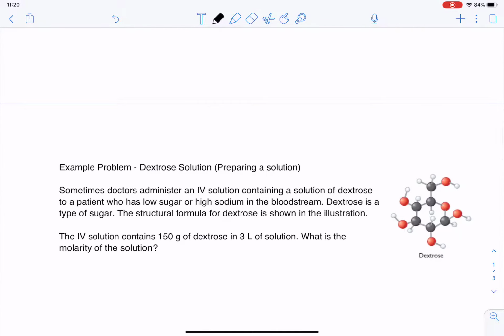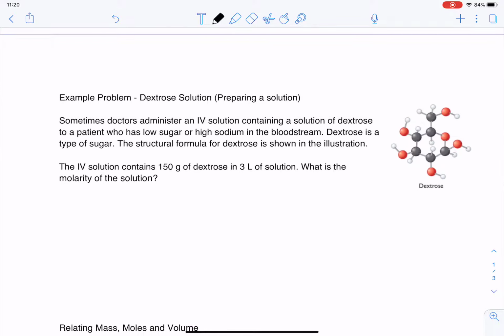All right, so let's go to the next example problem. A dextrose solution. Sometimes doctors can administer an IV solution containing dextrose to a patient who has low sugar or high sodium in the bloodstream. Dextrose is a type of sugar. The structural formula for dextrose is shown in the illustration here. The IV solution contains 150 grams of dextrose in 3 liters of solution. What is the molarity of the solution?